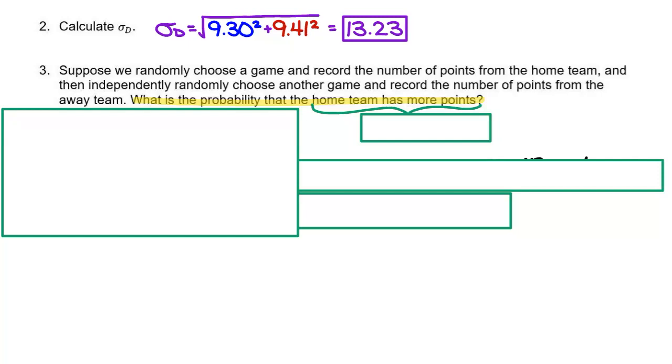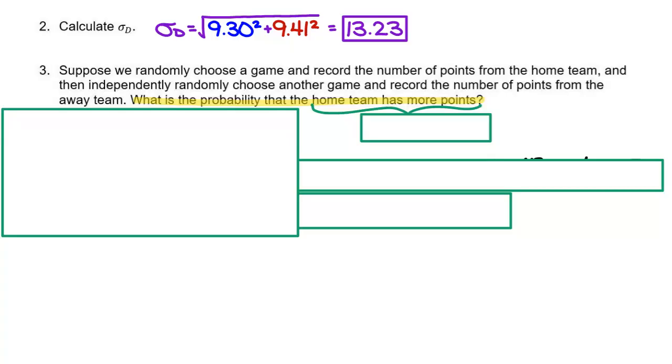Right. Number 3, and I'm going to set you guys loose on this one, but I want to make sure that we all understand it before I set you loose on it. Suppose we randomly choose a game and record the number of points from the home team and then independently randomly choose another game and record the number of points from the away team. What is the probability that the home team has more points? So I need to try to think of a way of interpreting that mathematically. If the home team has more points, which one is bigger, X or Y?